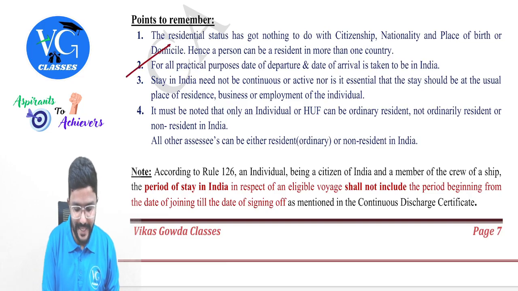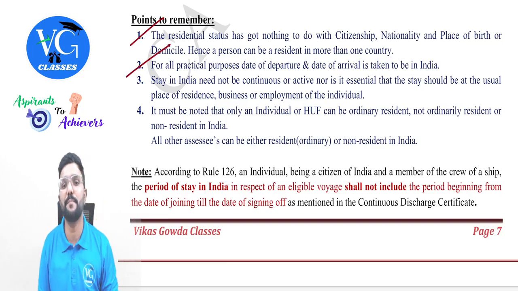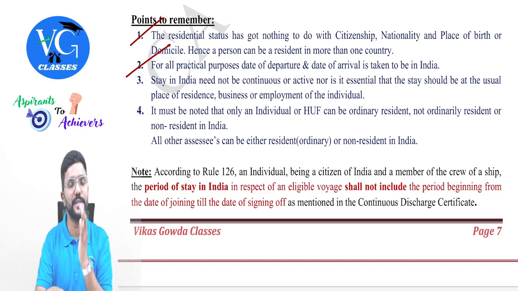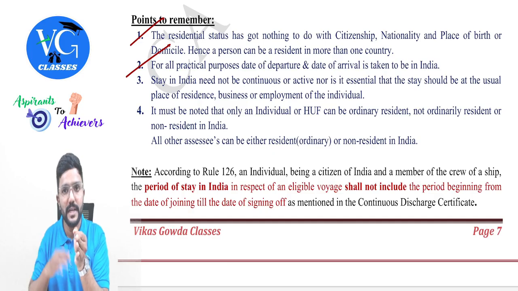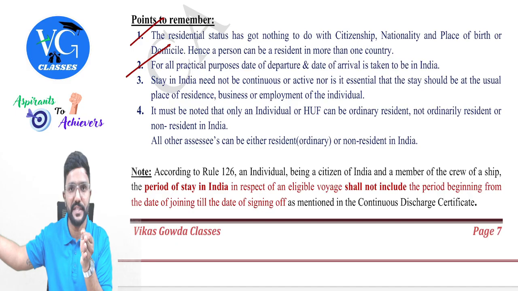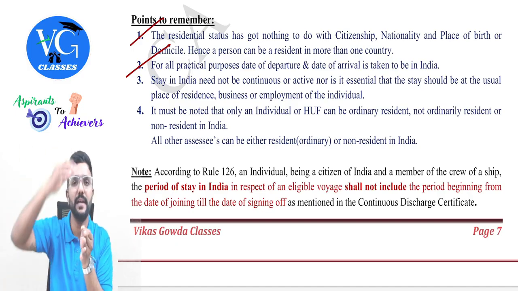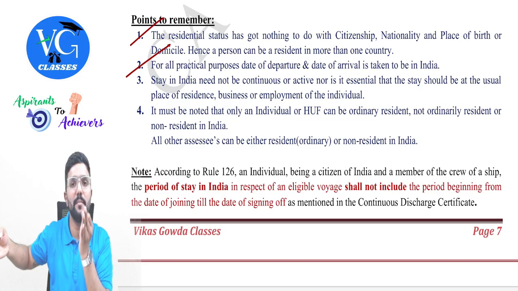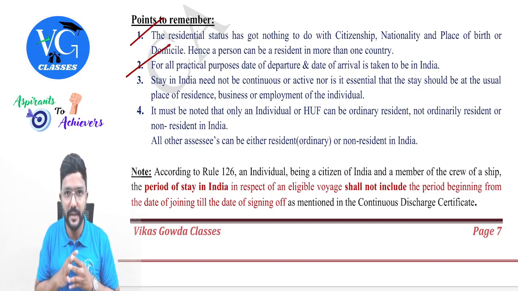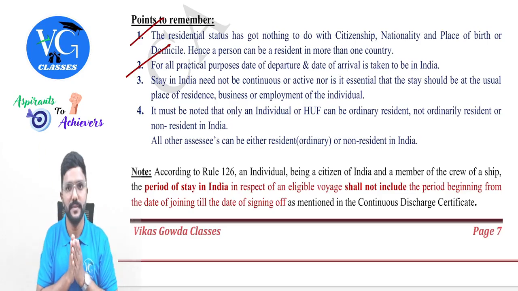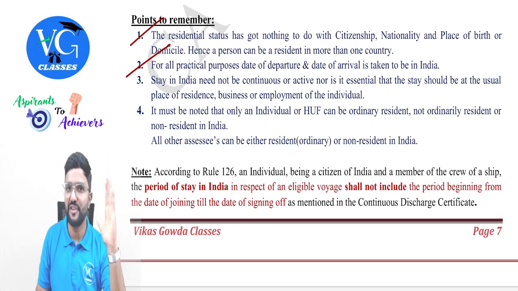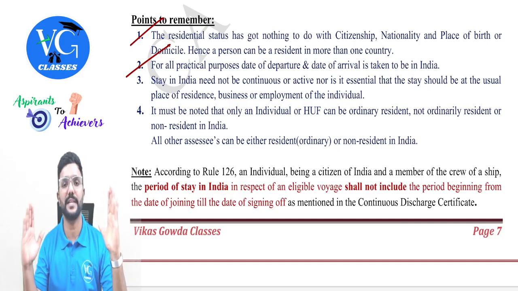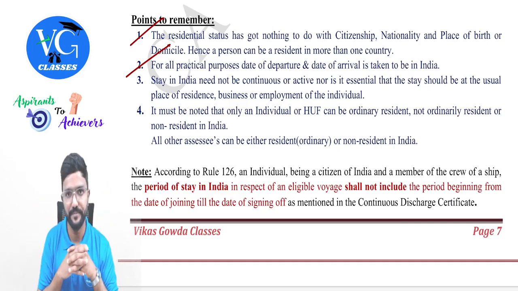Yes. Next, for all practical purposes, the date of departure and date of arrival is taken to be in India. Please be careful, guys, while counting the number of days. If an individual is coming to India, from the date of arrival till the last day of the previous year, or in between the year, if they are leaving India, then till that day, you have to count the number of days in India. Clear? Including the date of arrival and date of departure. Sir, what if a person is leaving India during the previous year? Then from the beginning of the financial year, that is from 1st April till the date of departure, we need to consider it to be in India.